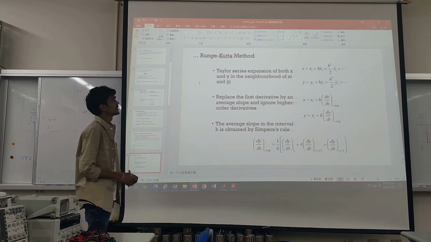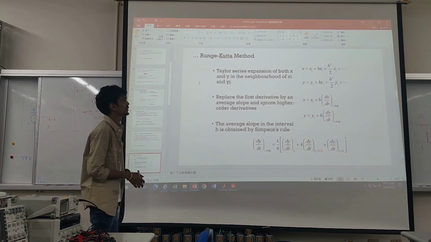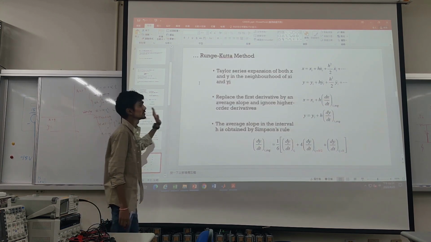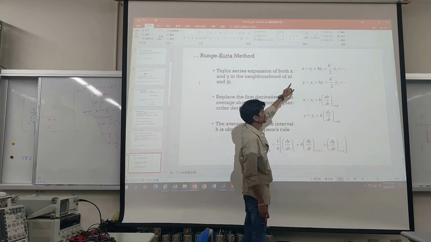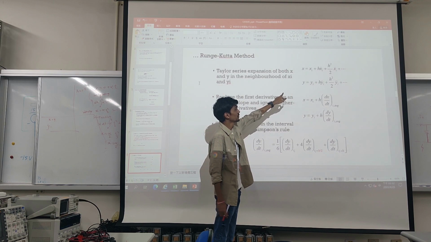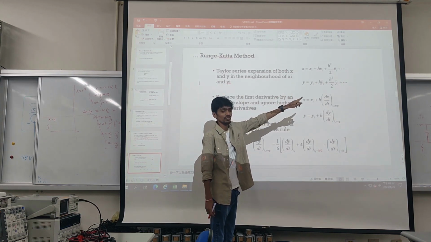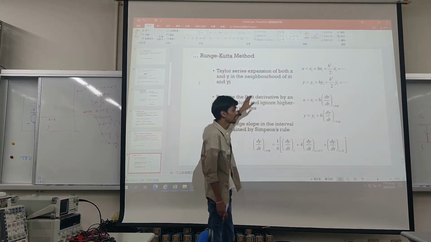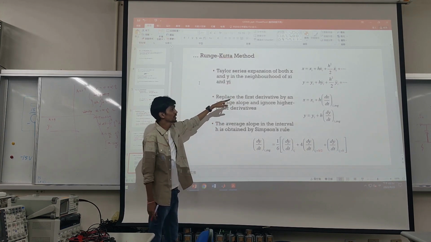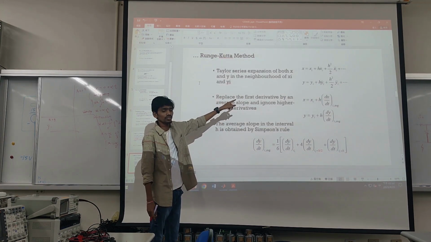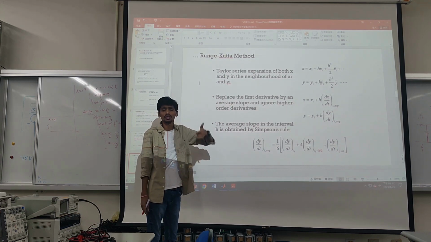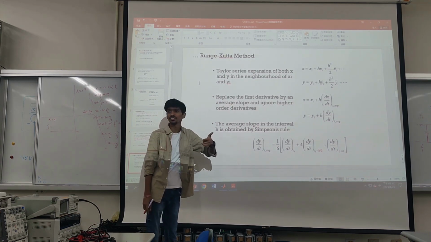The Runge-Kutta method is a type of Taylor series expansion in x and y. X is for displacement and y is our velocity. After this, y we are considering as velocity. Y is what? X dot means velocity. Are you getting it or not?